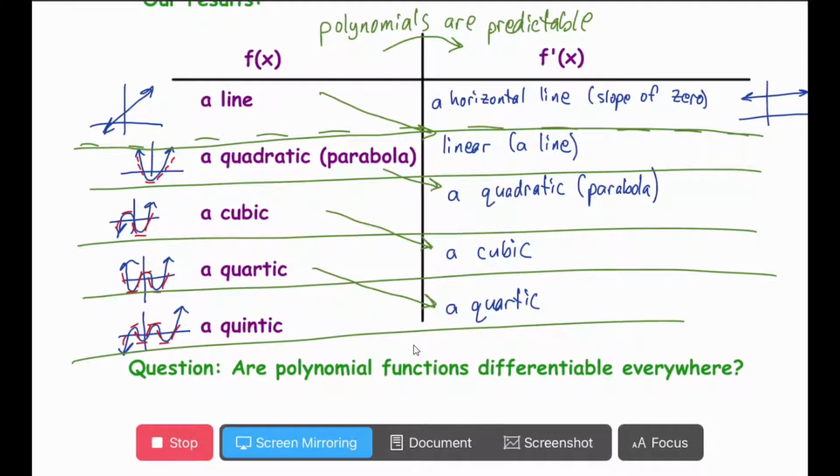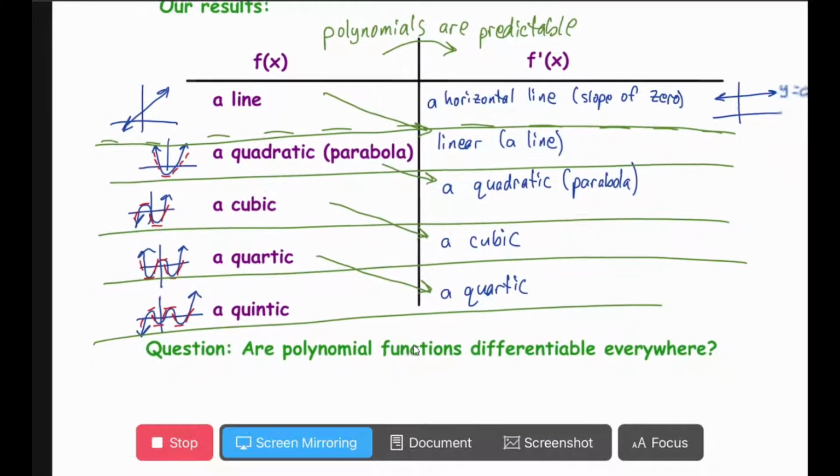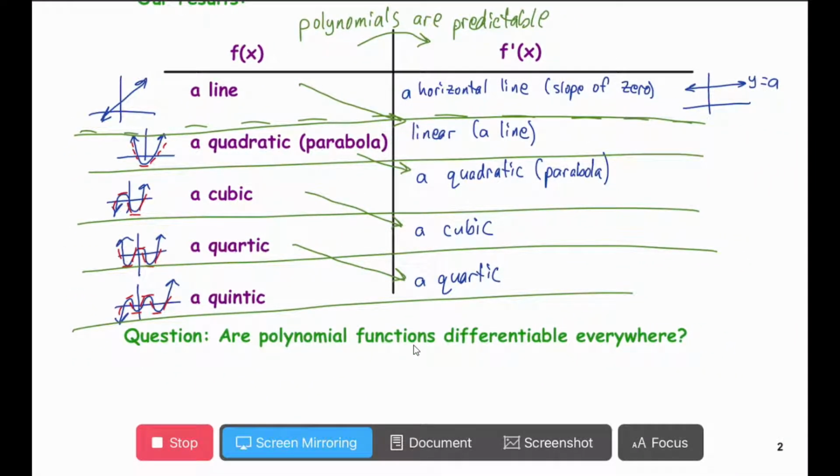Are polynomial functions differentiable everywhere? And the answer is yes. We've discussed this previously, but anytime I'm dealing with a polynomial, just like we saw with these examples here, there's no restrictions on the x value. x is an element of the real numbers, is our domain, so there are no restrictions.